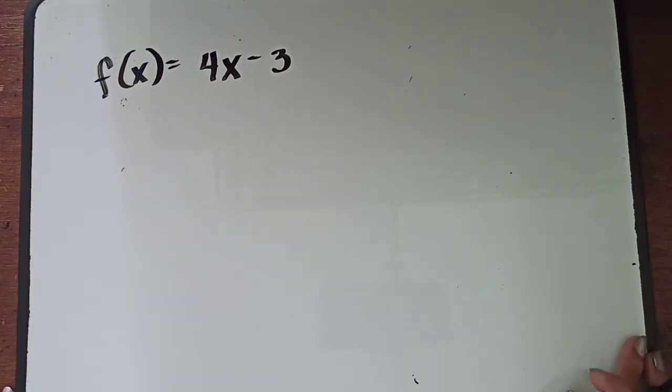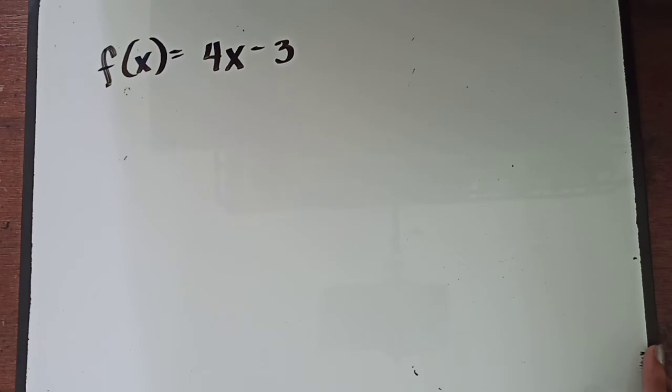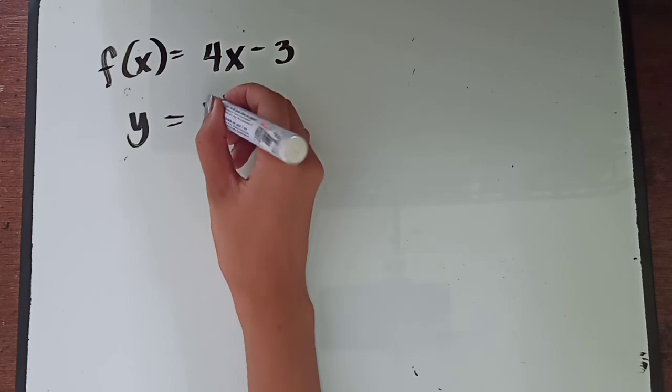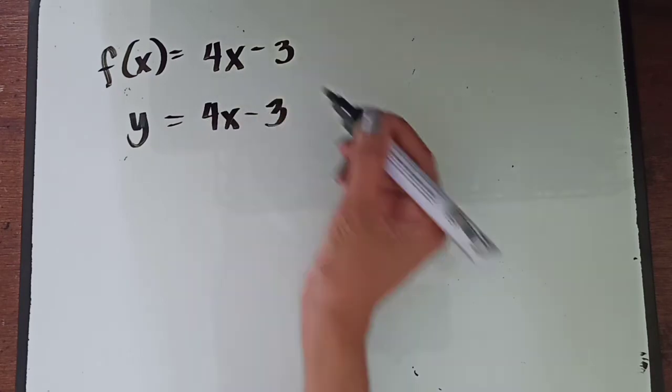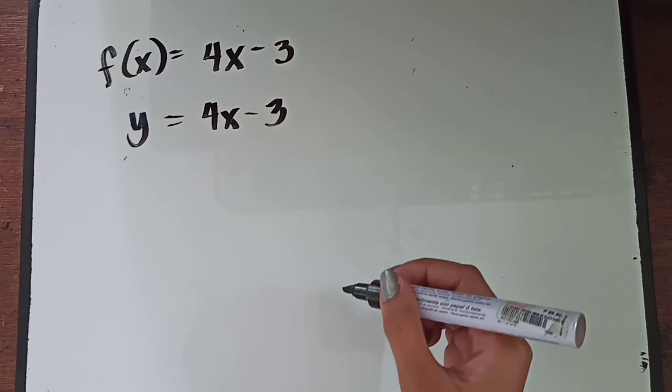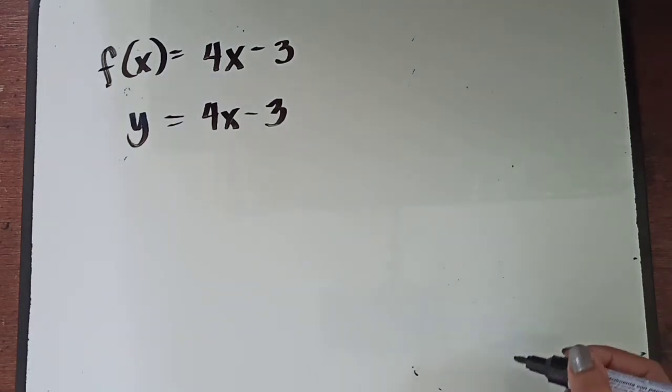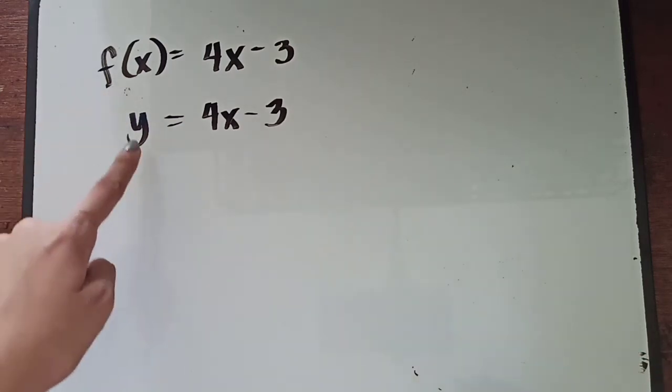So, paano naman kung ang given ay function notation? Paano natin kukunin ang inverse nito? For example, f of x is equal to 4x minus 3. So, the first step is, yung f of x, papalitan ko ng y. So, y is equal to 4x minus 3. Since f of x is just equal to y, g of x ay equal lang din naman sa y. P of x ay equal lang din sa y. Kaya yung f of x, ginawa kong y.